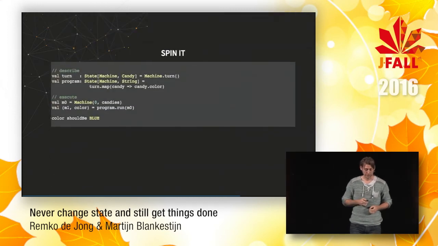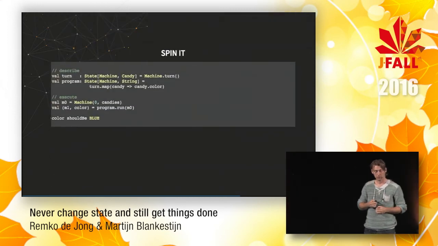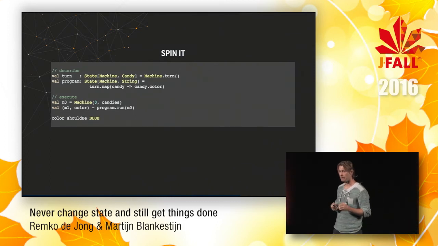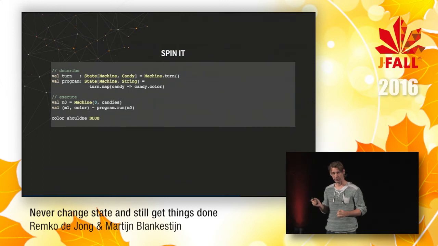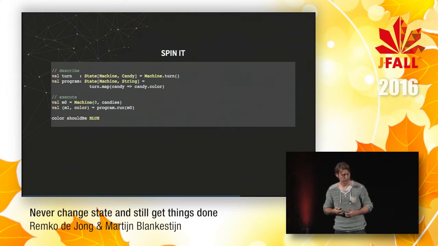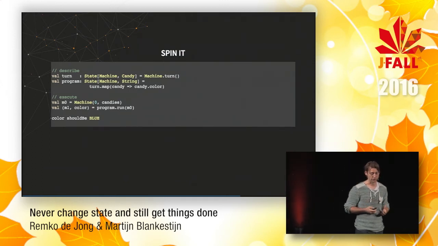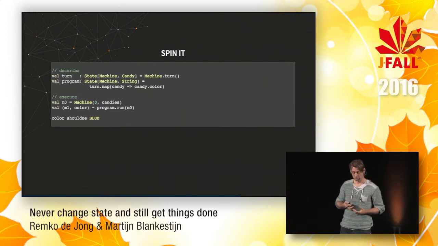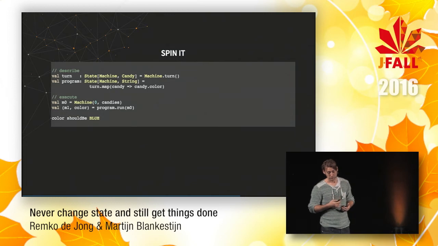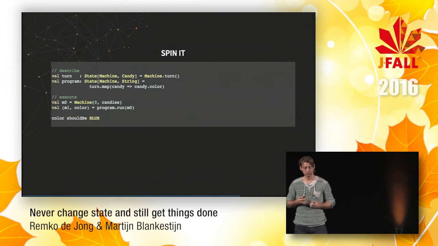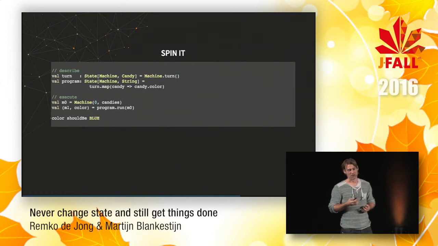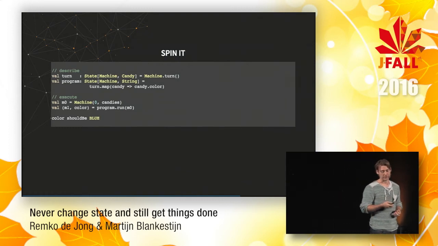So let's take this for a spin. First, we call machine.turn, and this doesn't do anything yet, as Martijn explained. This just returns a function, in this case, wrapped in a state class. Then we can define our program. So we take that turn function, that state, we map it, and in this case, we are not interested in the candy, but we're only interested in the color.